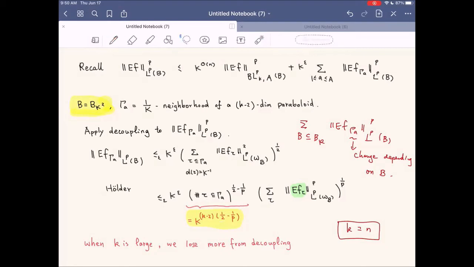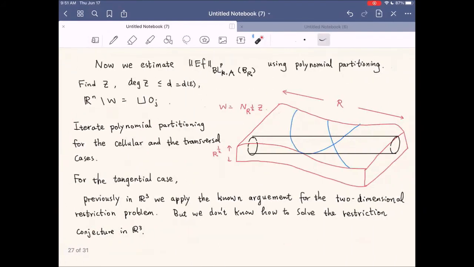Okay, so this finishes the discussion of the broad-narrow decomposition and how the little k plays a role in high dimensions. And now let me try to say something about how we estimate this k-broad LP norm using polynomial partitioning.